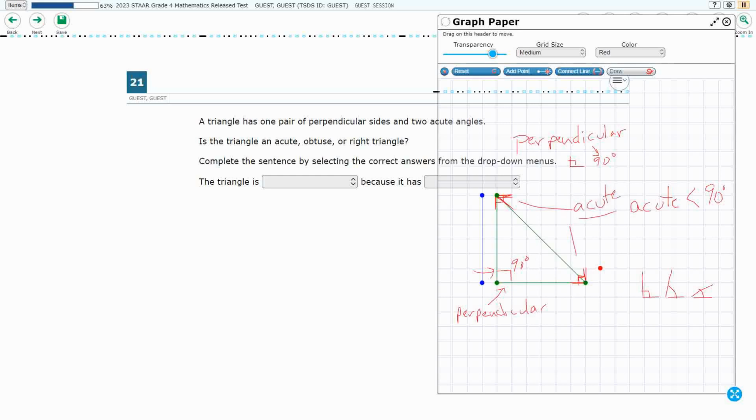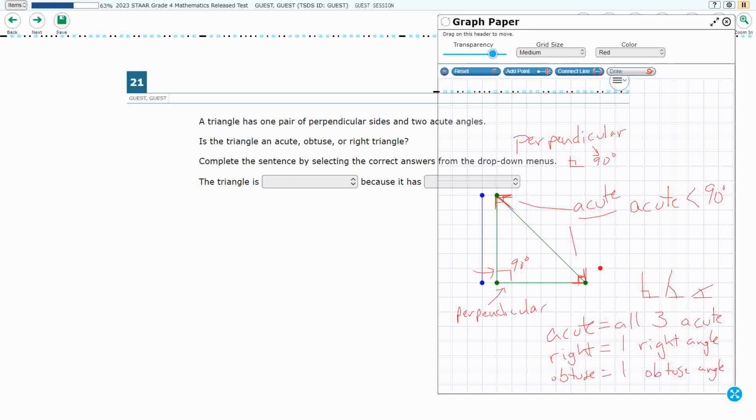All right, so now let's look at our options here. Is the triangle an acute, obtuse, or right triangle? Okay, so what I know about those three. Well, an acute triangle has all three angles acute. All three angles are less than 90. A right triangle has one right angle. And then an obtuse triangle has one obtuse angle. Obtuse means greater than 90.